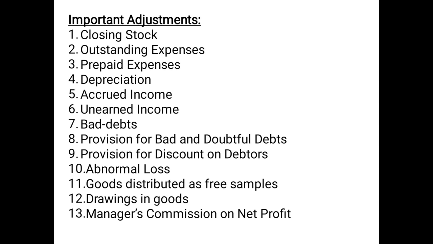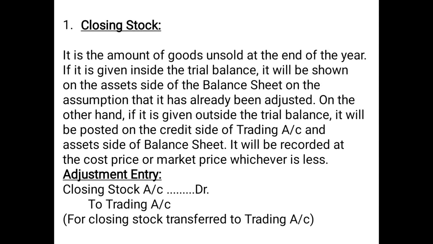So these are the 13 adjustments which you should know, that if these are given in adjustments or in additional information outside the trial balance, which are the places where they will be shown. Besides that, you also have to learn the adjustment entry regarding these. A few of the adjustment entries we have already discussed while discussing the chapter Journal. A few other new ones we'll discuss. So let us start with the very first adjustment, that is closing stock.